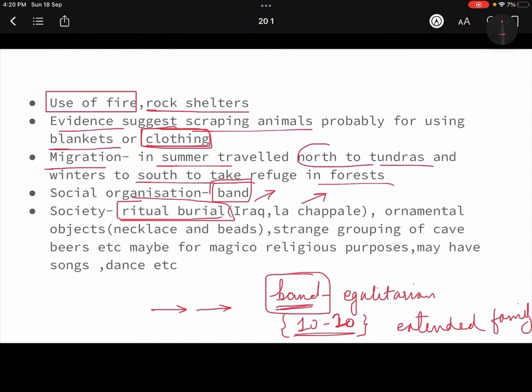So obviously society had become complex because some kind of a religion had come in, because if they were putting their personal belongings with the burial, that means they were believing in afterlife.